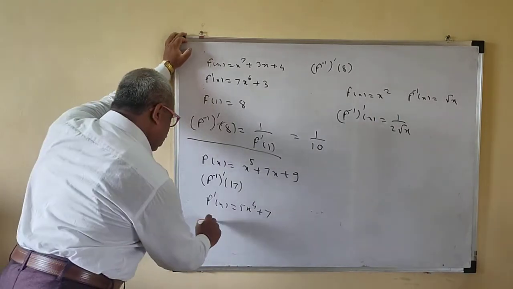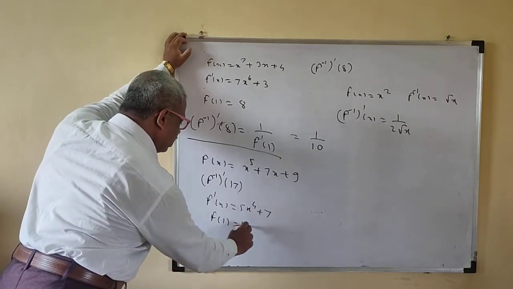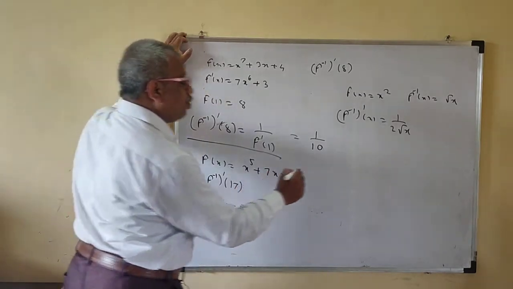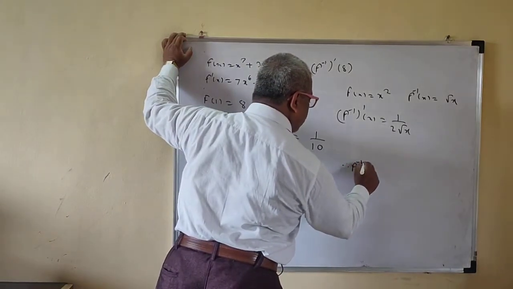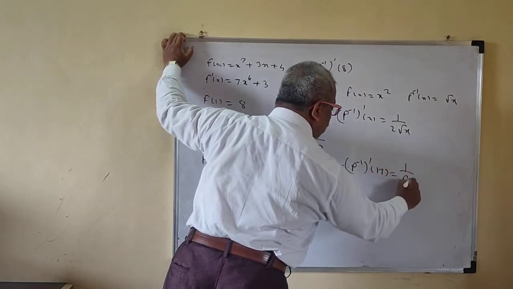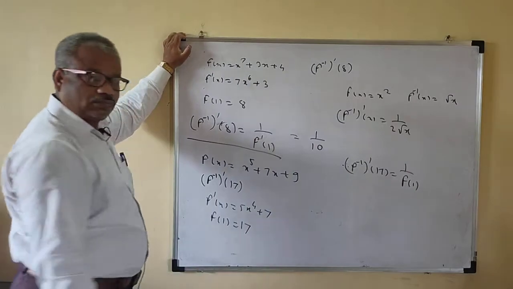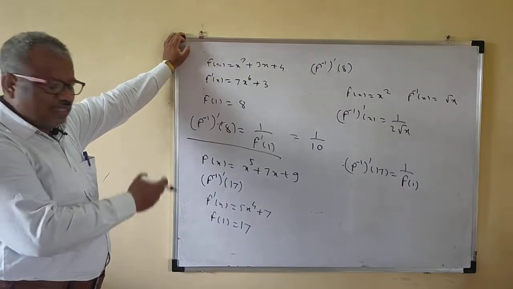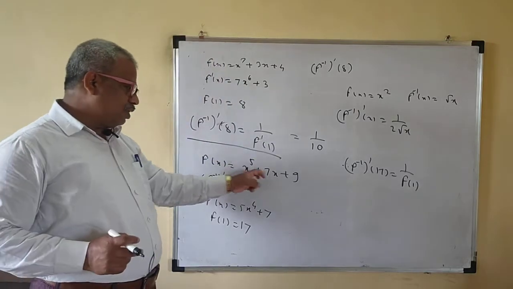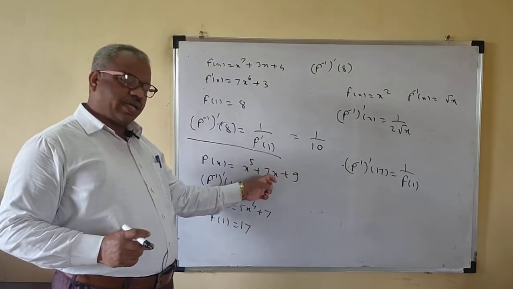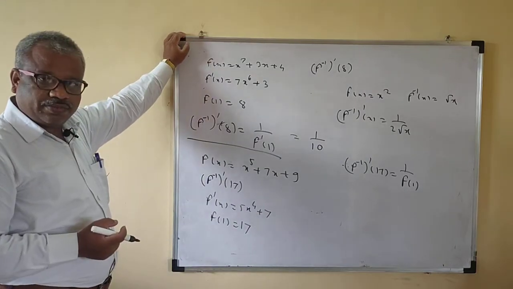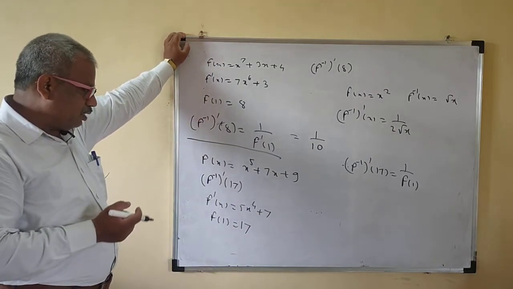What is f of 1? f of 1 is 17. So therefore f inverse dash of 17 is equal to 1 upon f prime of 1. I have taken the simple value. You may take, suppose, minus 1; if you put minus 1 here, it is 1 also. Then it will be 1.